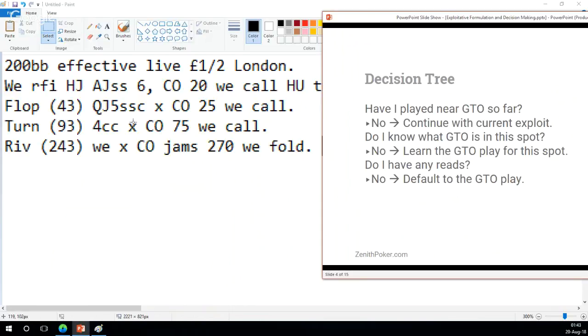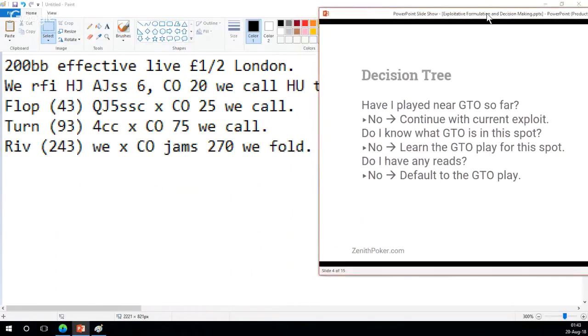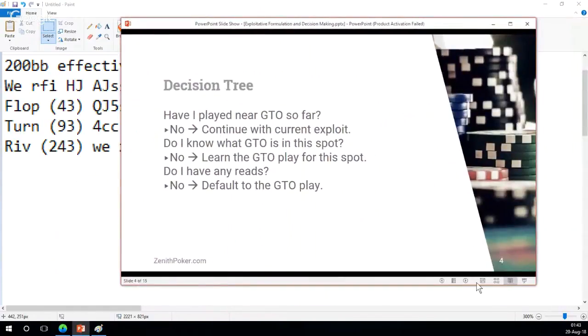Right. So the reads that you have. What were your reads? This guy is going to be very aggressive. Sort of just mostly that. Very aggressive, very wide preflop. All right. So if they're aggressive, yeah.